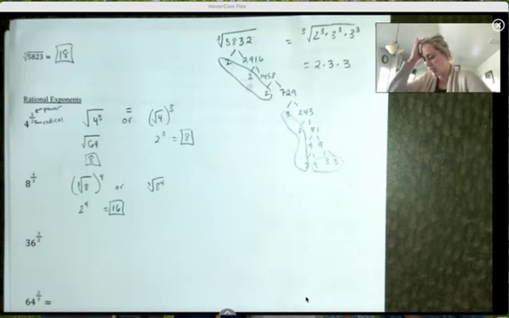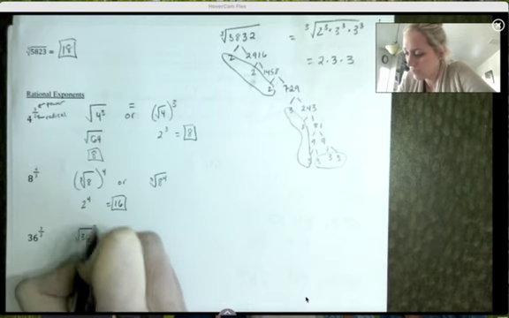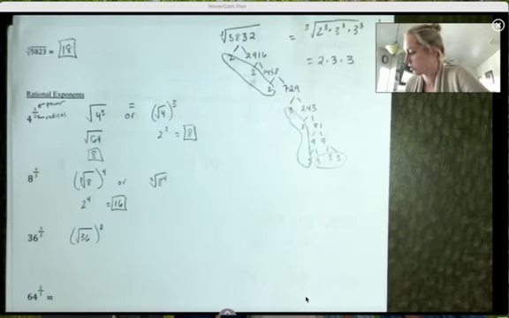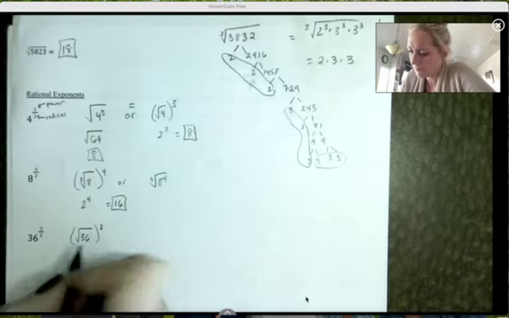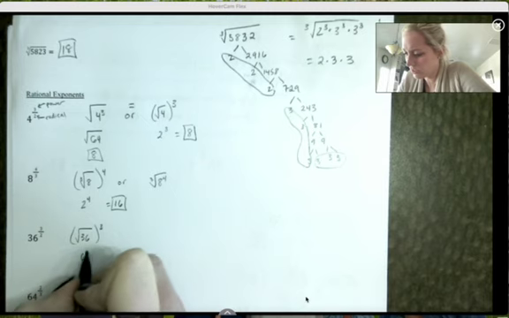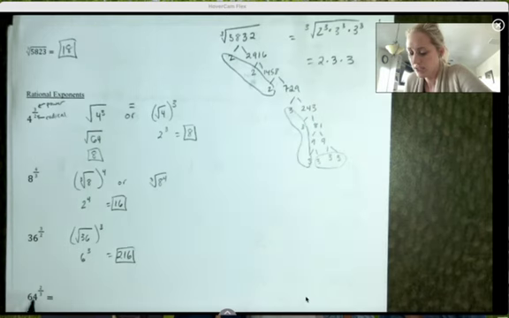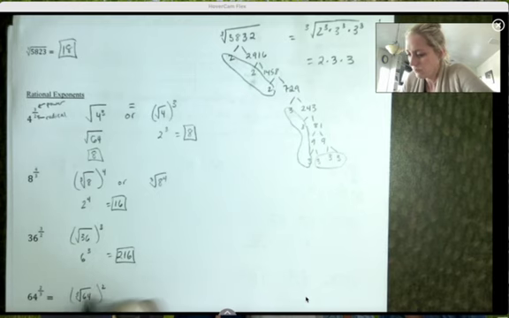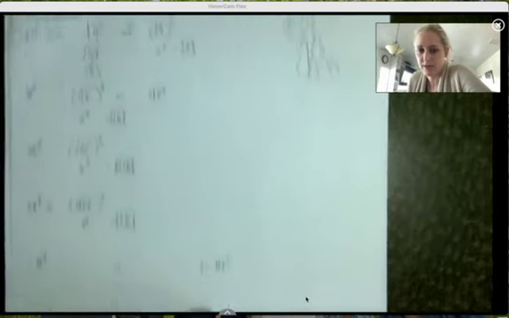Okay, this one, same thing. I usually choose to do the root first. So I'm doing the square root of 36 and then raised to the 3rd power. Okay, so the square root of 36 is 6. 6 to the 3rd power is 216. Okay, the cube root of 64 and then squared. The cube root of 64 is 4. 4 squared is 16. Okay?